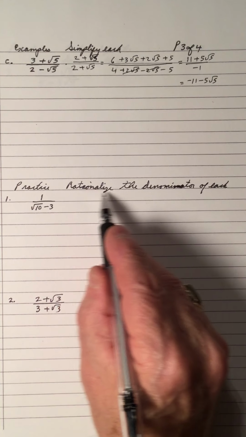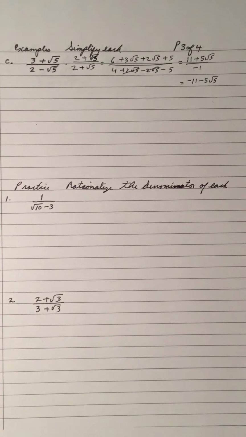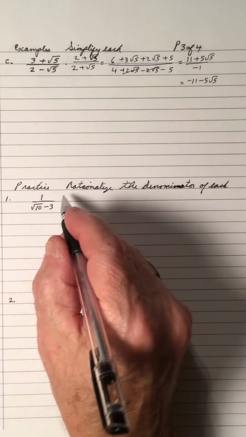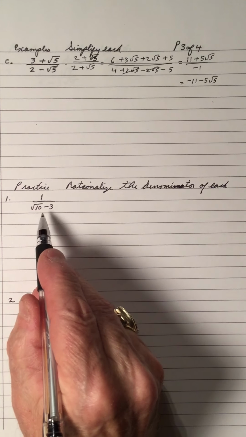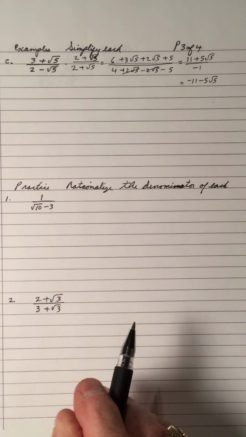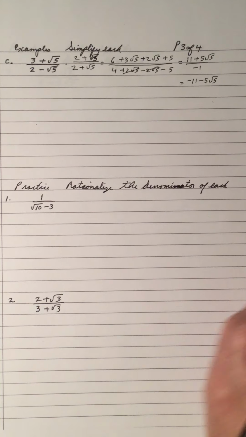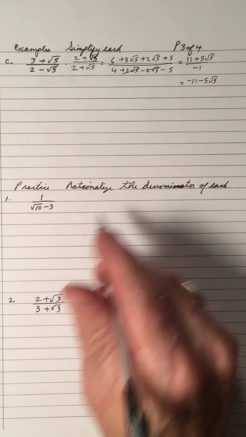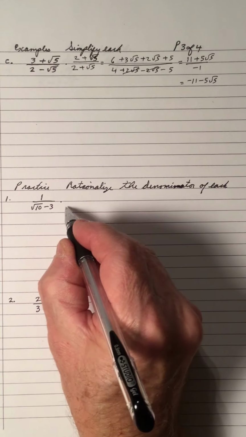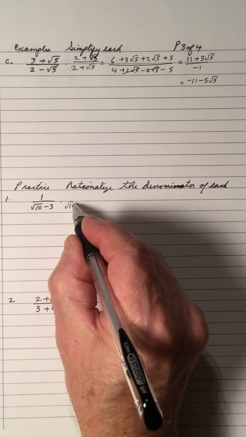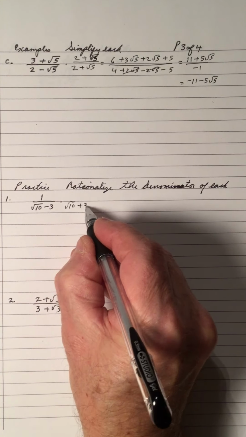Practice. Rationalize the denominator of each. So practice means you work out these ahead of time. So you can work out each one of these, and when you have them, each one done, press play to get the answer and then do the next one. Here we go. The conjugate of root 10 minus 3 is root 10 plus 3.